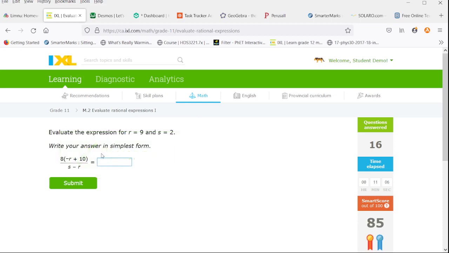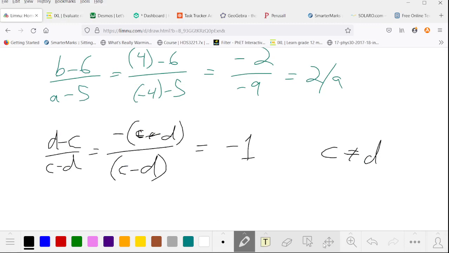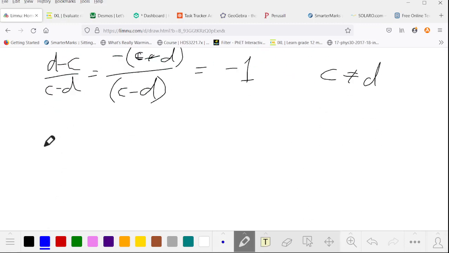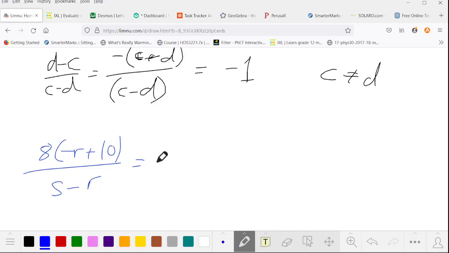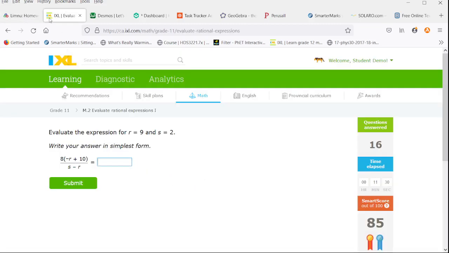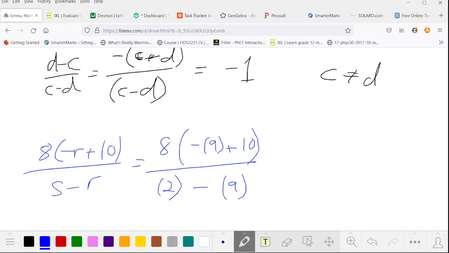Now, 8 times negative r plus 10 over s minus r. So we have 8 times negative r plus 10 over s minus r. That's for r equals 9. Again, different size brackets, so the inside and outside are always clear. And our s is 2. So this is 8 times 1 over negative 7. So that's negative 8/7.